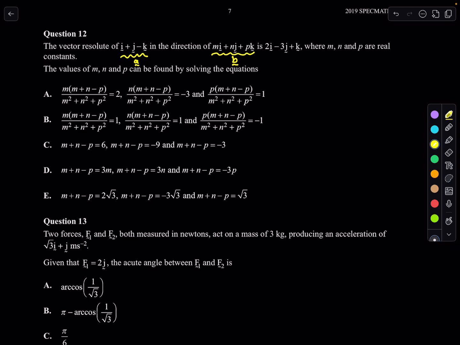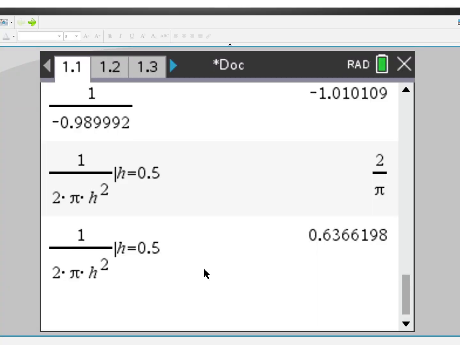And so of course, when we're writing it, to denote the vector resolute, we're saying A dot B, the dot product, over B squared, because it's in the direction of B, dot B in the direction of B. So this is what we want to write in our CAS, and hopefully it gives us a nice equation. Of course, that whole thing equals your vector resolute, which is 2i minus 3j plus k. So let's write that down in our CAS.